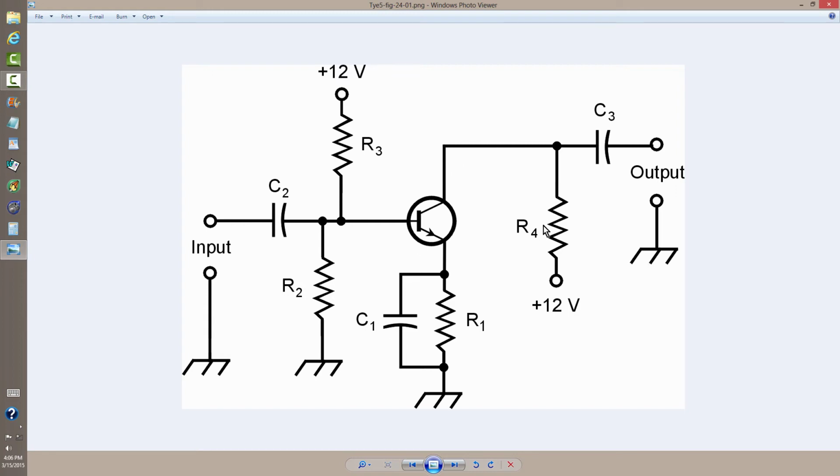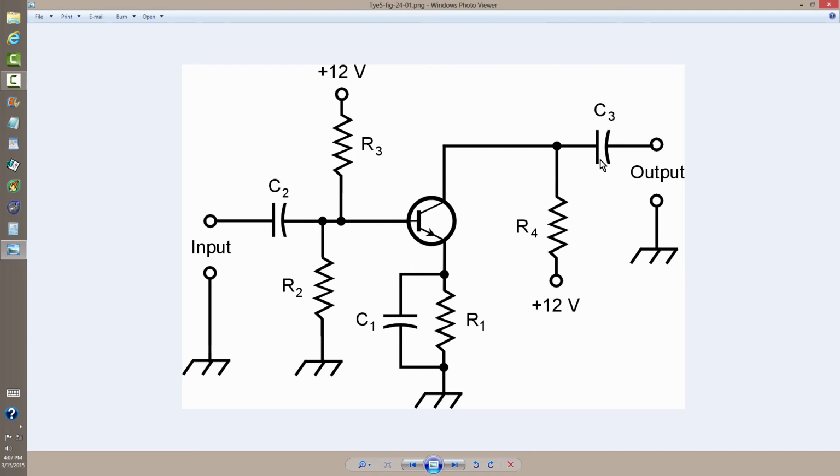Resistor R4 provides a certain amount of current limitation for the positive 12 volts power supply. This is the same connection as this one. They're just shown as two different terminals. And this resistor also keeps the output signal from being short-circuited to ground, which it would be if a direct line were run from the collector of the transistor to the positive 12 volts.